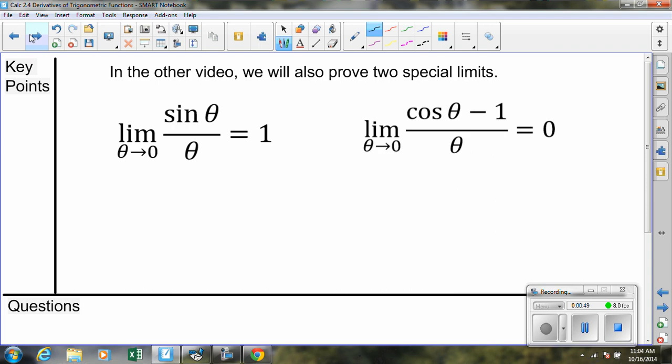Also, there are these 2 special limits that we will use and prove in the other video. We'll use them in this video. We'll prove them in the other. You'll note these are 2 limits that we already examined earlier in the year, but we did a geometric understanding. We used basically some intuition to say that these were true. We'll go through and prove them in our other video.